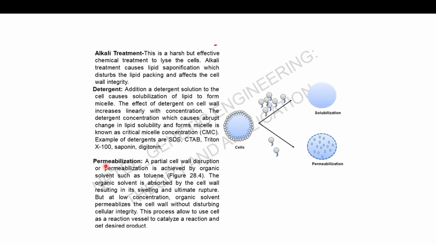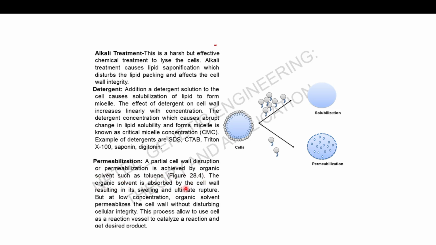You can also have controlled permeabilization, controlled creation of pores on the cells. This is a partial cell wall disruption or permeabilization, achieved by using organic solvents like toluene.